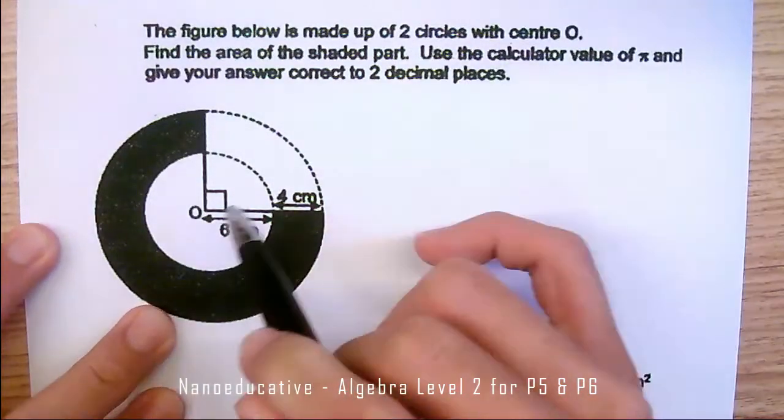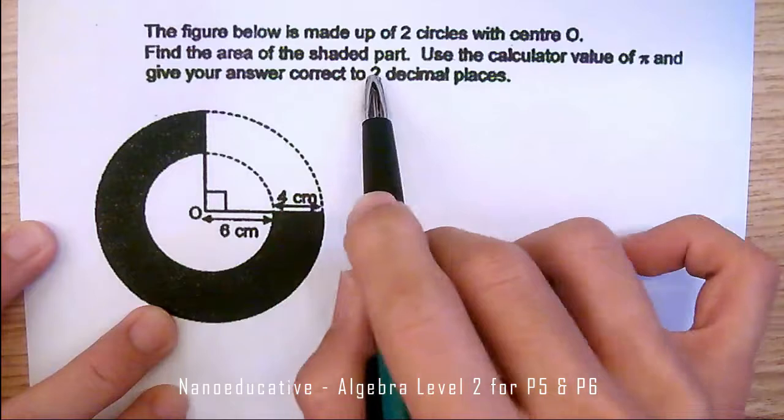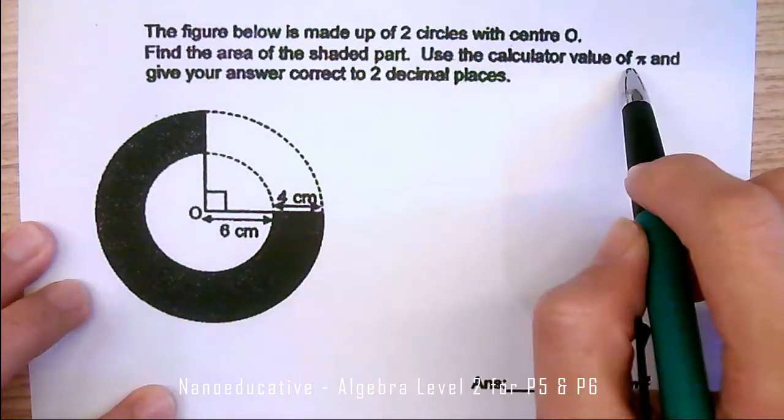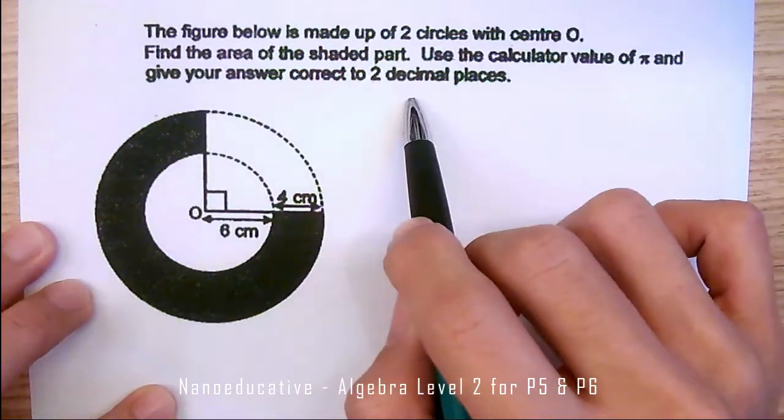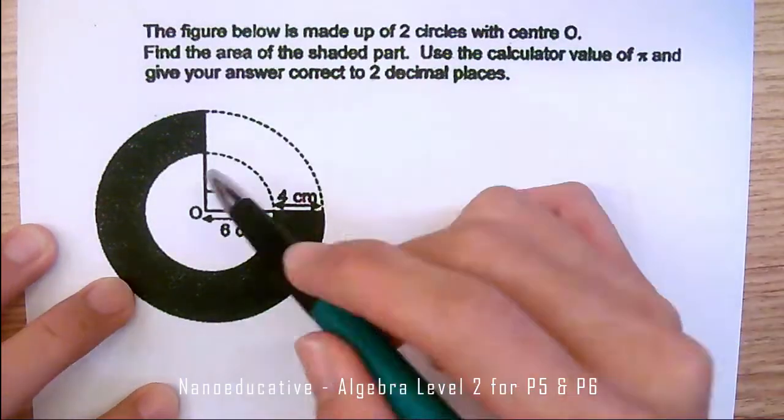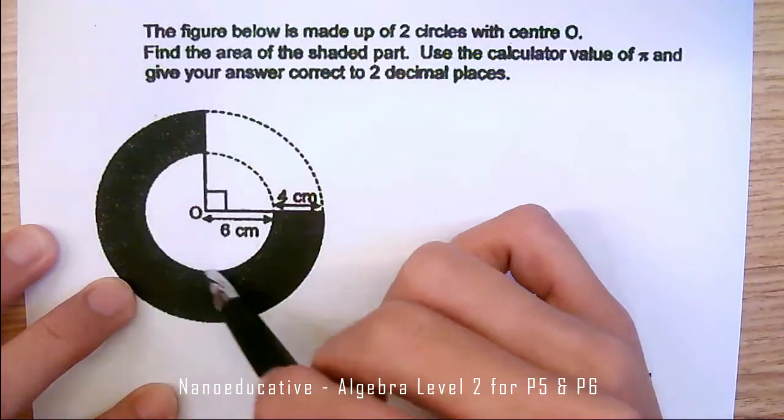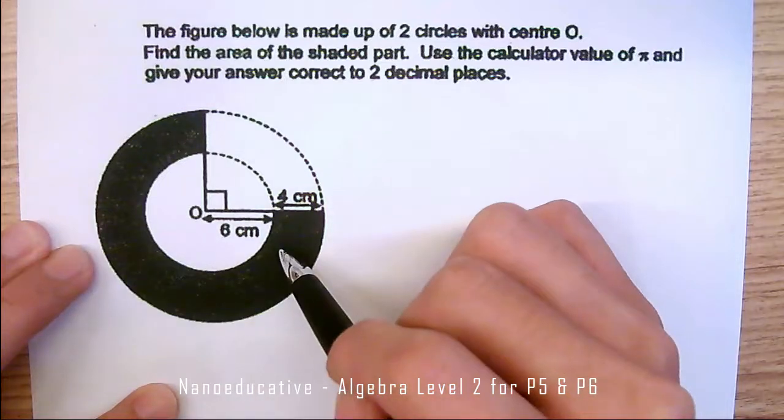Circles with center O. So center O over here. Find the area of the shaded part. Use the calculated value of pi and give your answer corrected to 2 decimal places. Now for this particular question, how to find the area of the shaded part?